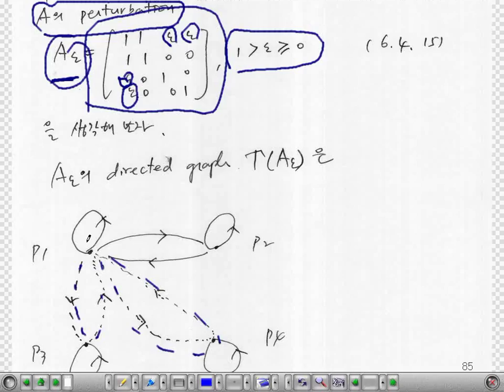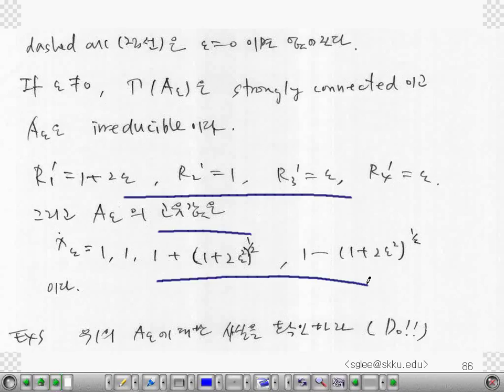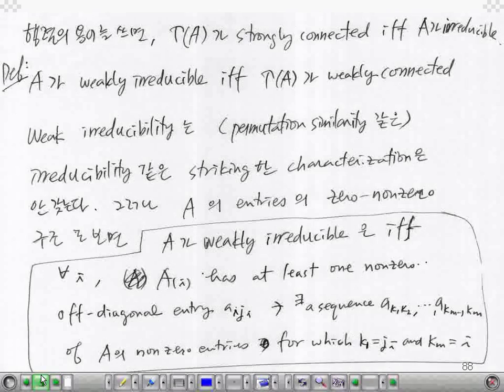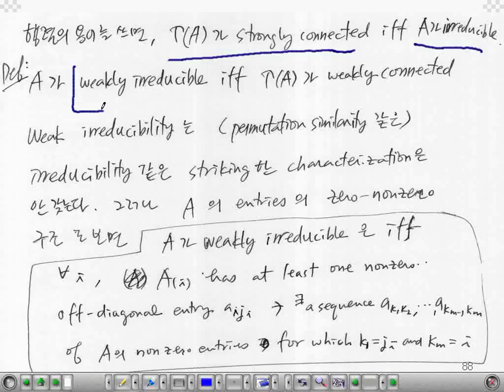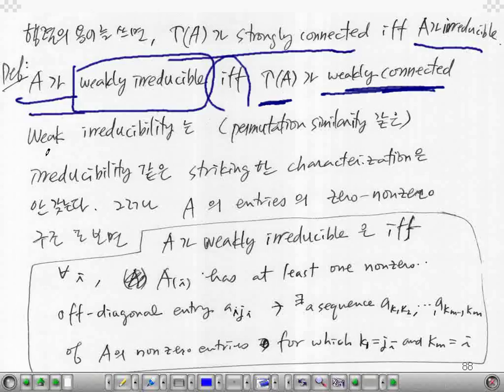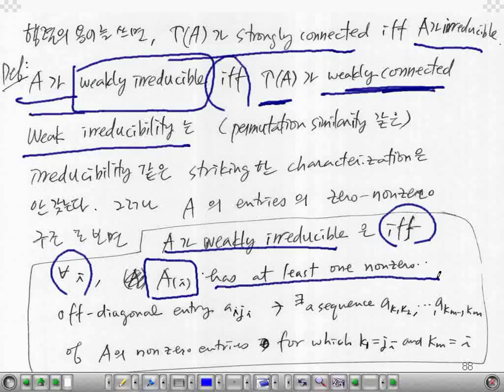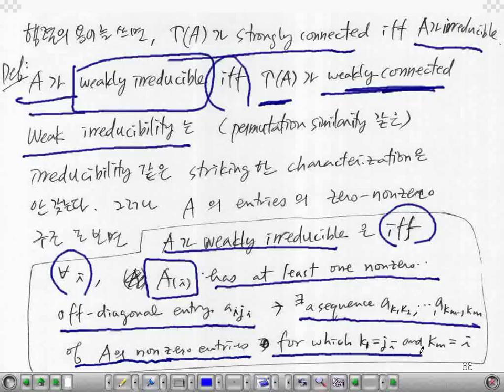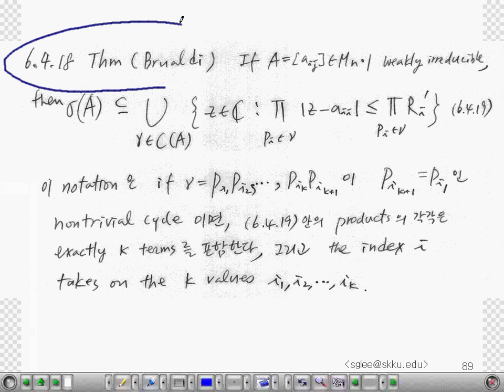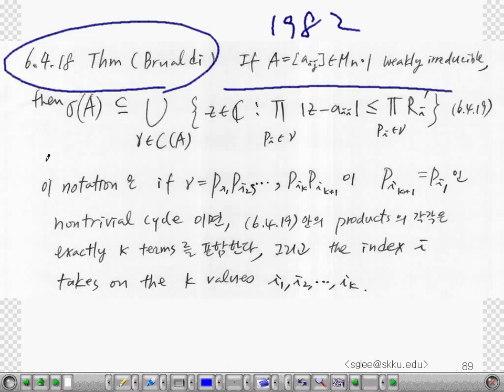With this, we can think about the directed graph of that perturbed matrix and use the theorems like that, and it turned out this way. Strongly connected if and only if irreducible. Now we define A to be weakly irreducible if and only if gamma of A is weakly connected. This weak irreducibility holds if and only if for all epsilon, A of I has at least one non-zero off-diagonal entry, such that the sequence of A's non-zero entries has K1 equal to J1 and Km equal to I. With this new definition, Professor Brualdi in 1982 gave this generalization.